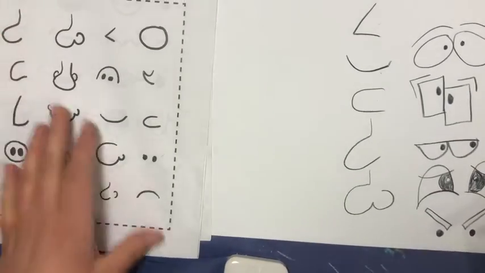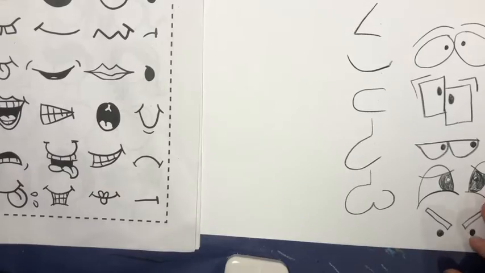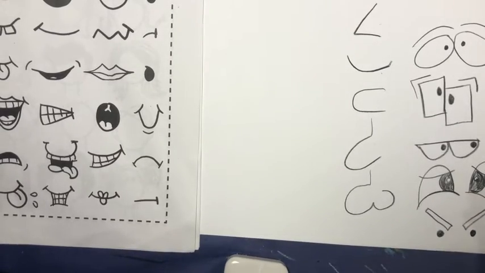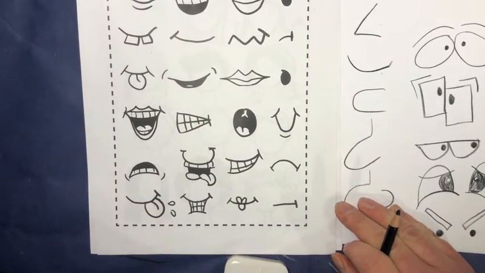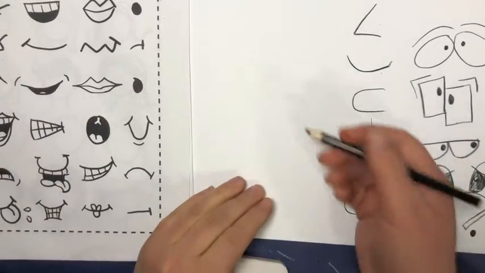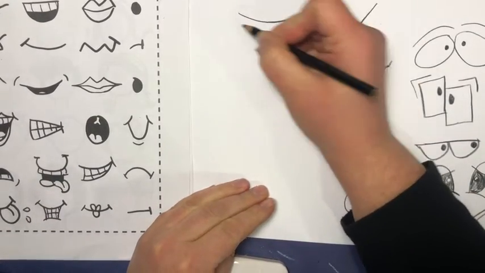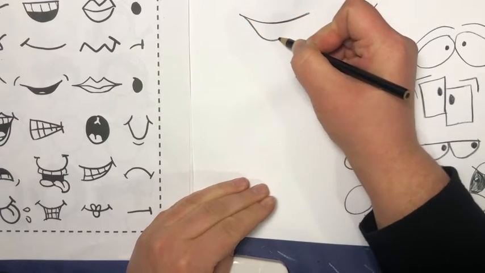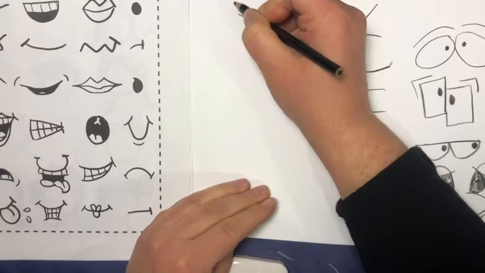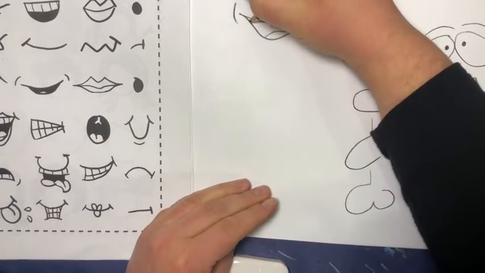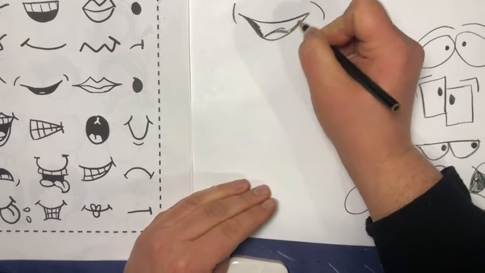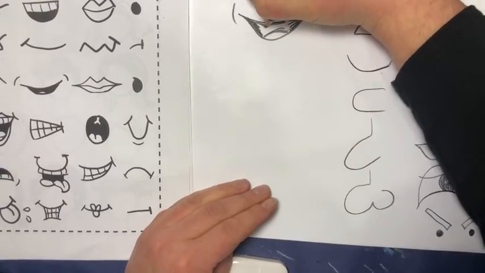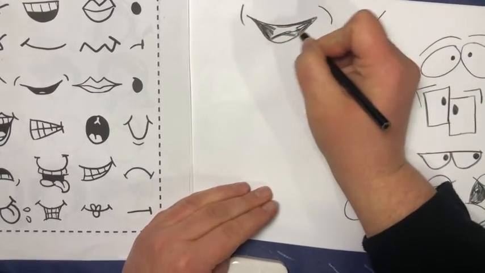So next up, you may have guessed it, we are gonna practice doing some mouths. When you're doing your mouths, the mouths also express a lot of emotion. Some can be very simple. I want you to pick one that you think, oh my God, that's way too hard, and try it. So don't just pick the simplest ones. Try and do one that you think is too hard.